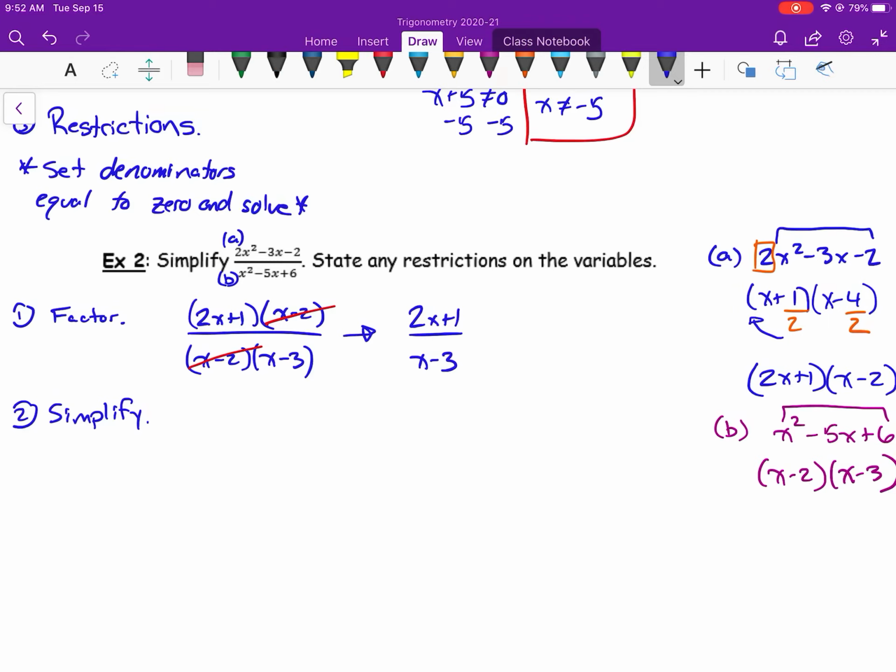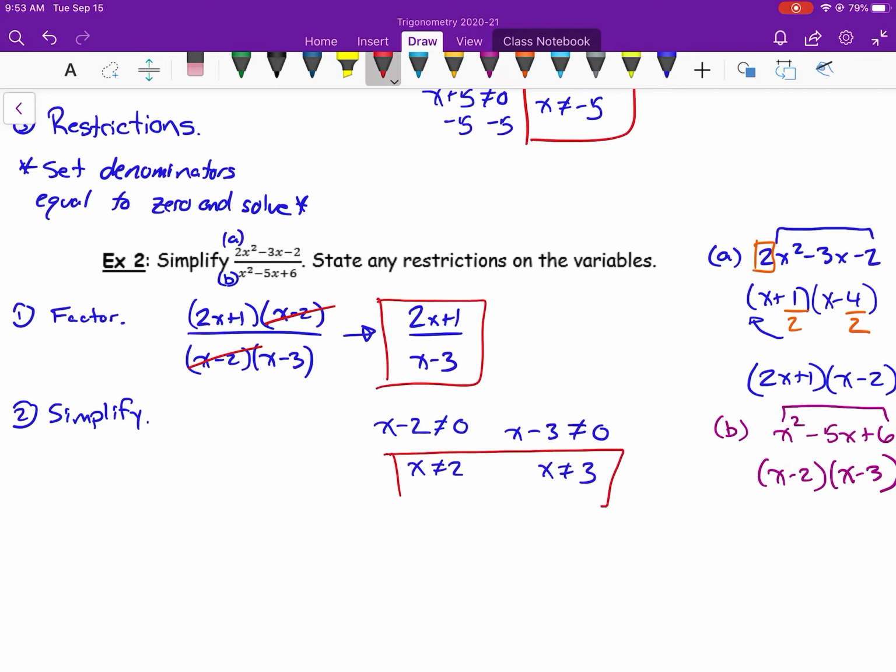Okay, nothing else. So to our restrictions, denominators: x minus 2 can't equal 0, and x minus 3 can't equal 0. So I'm going to get x can't equal 2 and x can't equal 3. Alright, that was our last step, our restrictions.